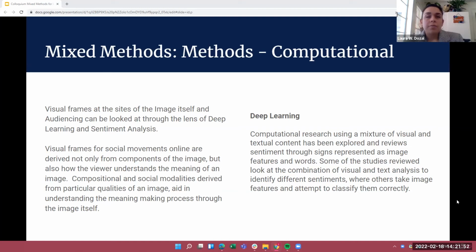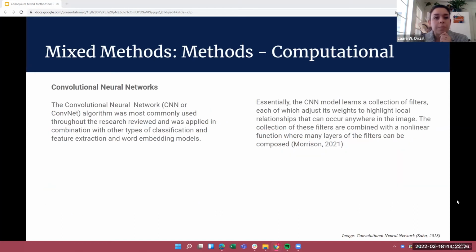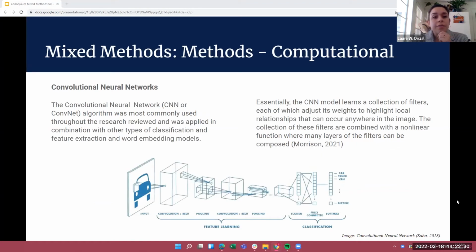One of the readings, the author is escaping me, looks at, instead of the subjective sentiment of a text and visual combination, it objectively pulls parts of the image to classify them in that sense. I thought these two approaches are a good juxtaposition to actually see what works well in different situations. A lot of the research I reviewed applies convolutional neural networks in combination with other types of classification and feature extraction and word embedding models.